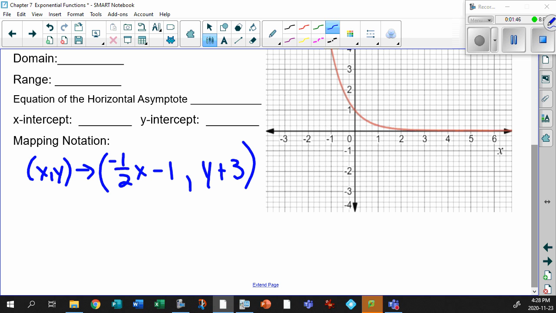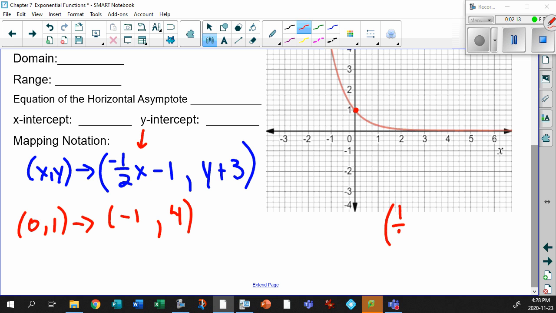Okay, so let's take a bunch of points. Same graph as before. I'm going to look at that point right there, which is our favorite point, 0, 1. Let's see what happens to this guy. Well, this guy will become 0 goes into the x, -1/2 times 0 is still 0. I'm going to have now a -1. Nice. My y is going to be up by 3. There's my new point.